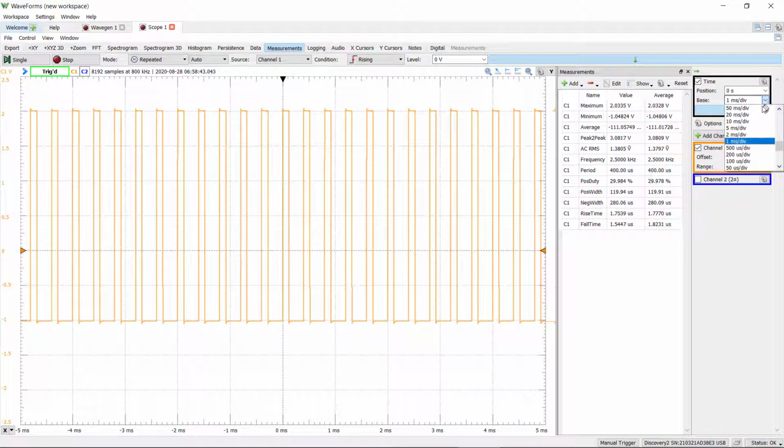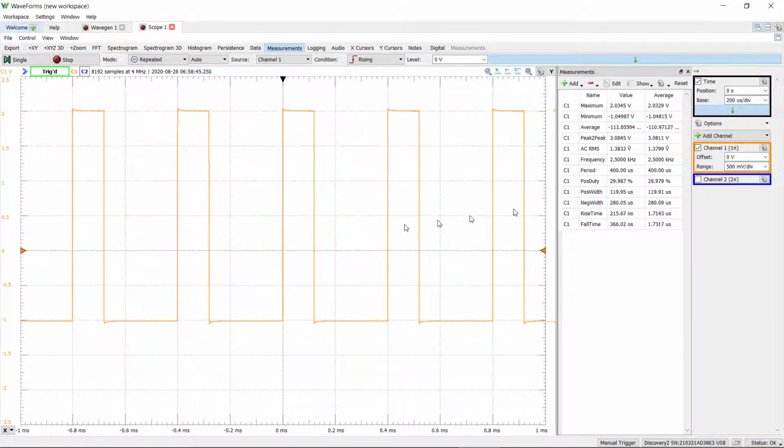Let's expand it out just a little bit. Now I can see that waveform a little better. And we're going to take this buffer, do the calculations, take another buffer of data, do the calculations, take another buffer of data, do the calculations. Let's take a quick look at what the numbers are.